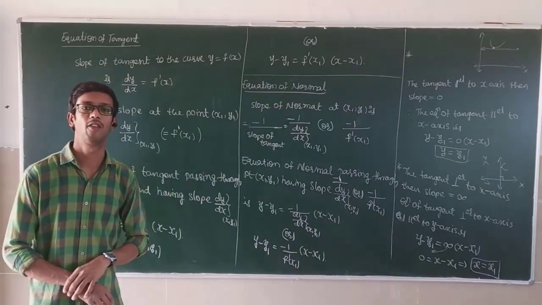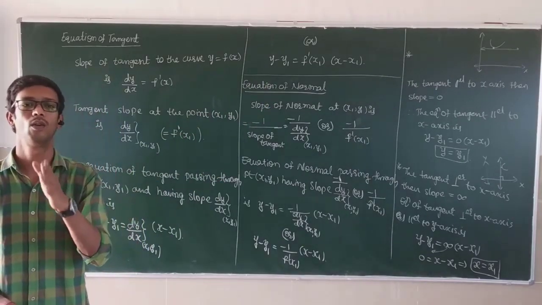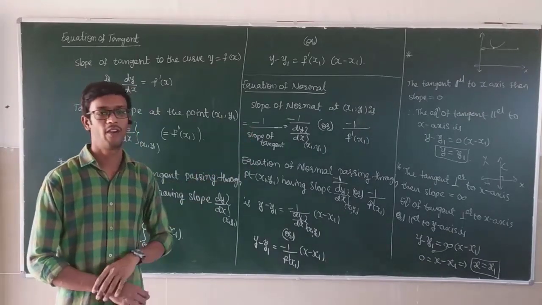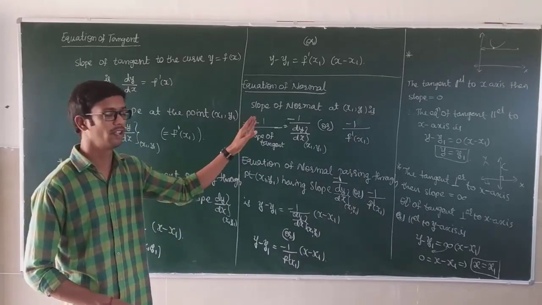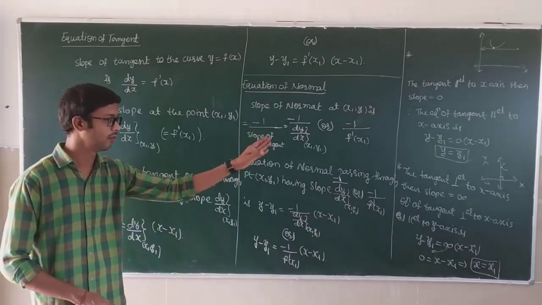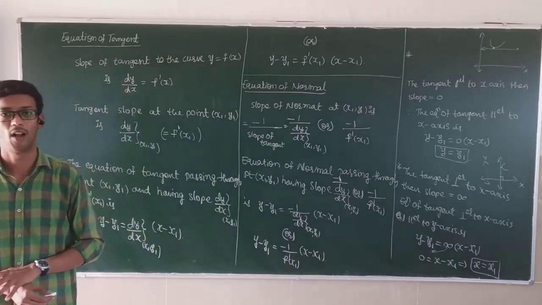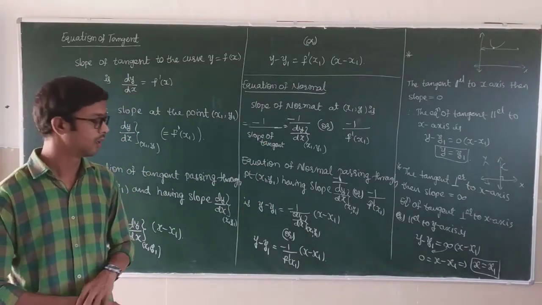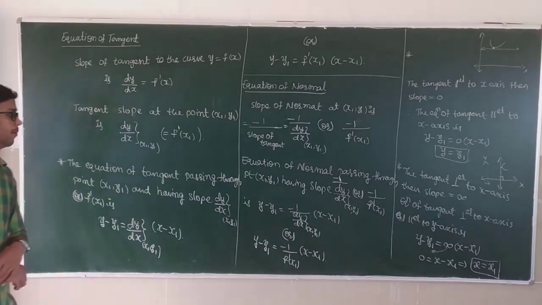What is the normal equation? Normal means perpendicular to the tangent. So the slope of normal is minus 1 by the slope of tangent. So we have to write the point-slope formula. This concept is very, very important for the problems. Pause the video to note it down.